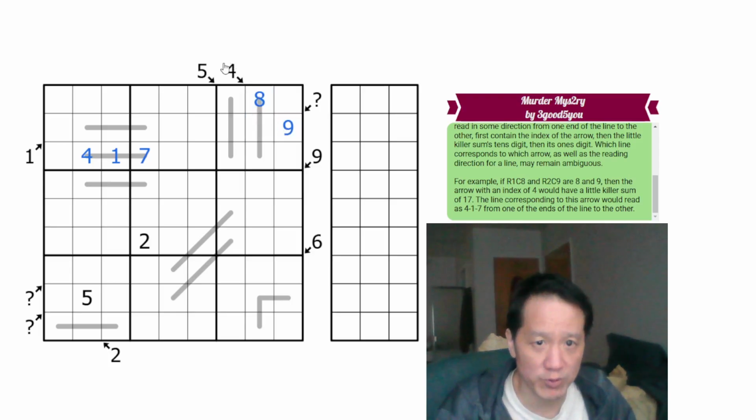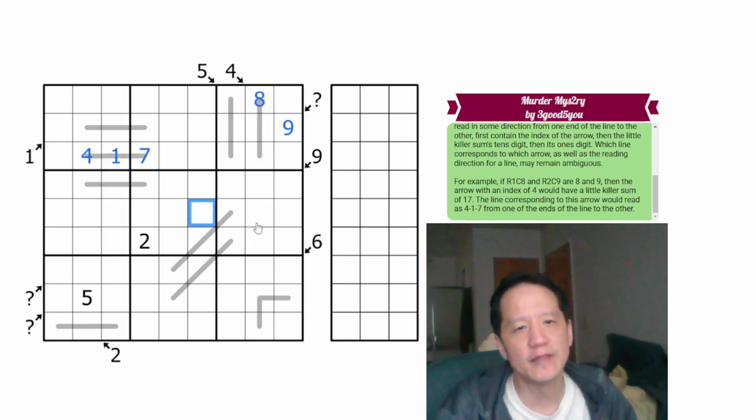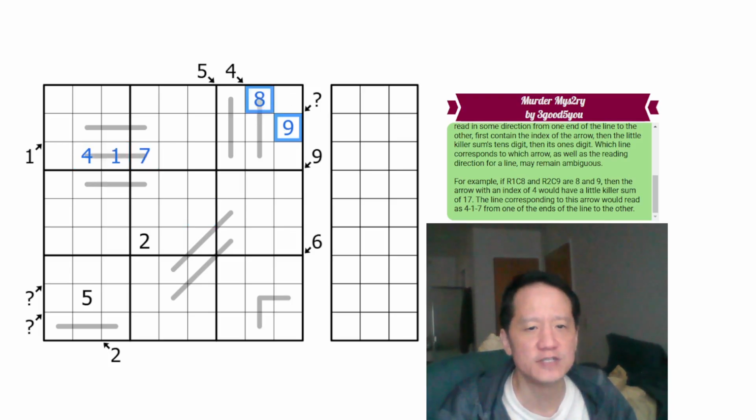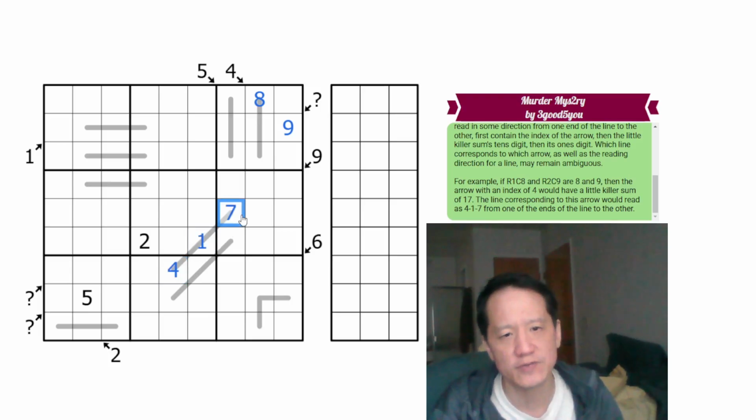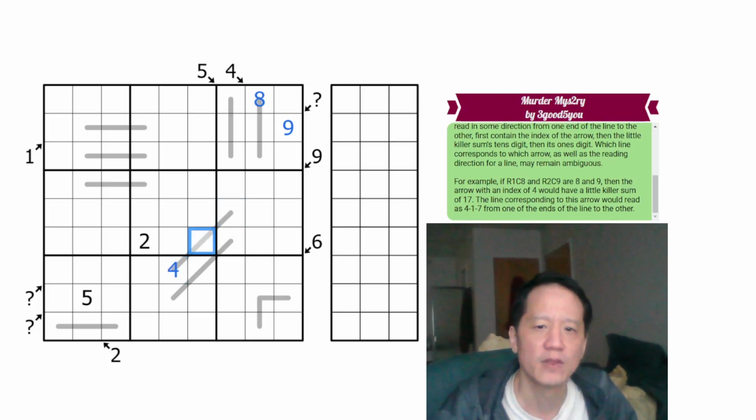The index would be 4, obviously, and it has to read index, tens digit, and then ones digit in some order. It could be this way or this way. And that's only if we match it with that index arrow, right? So if it's a different line, obviously, then you could have, say it was this line, then this would be 417, etc., etc. And those are all the rules.